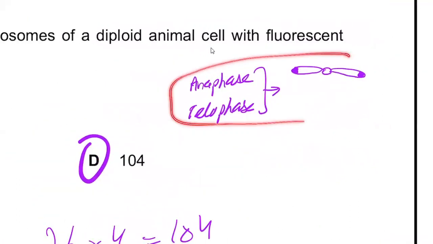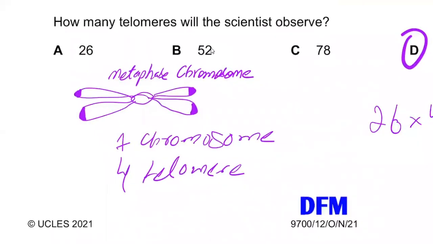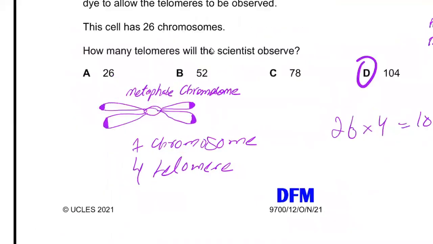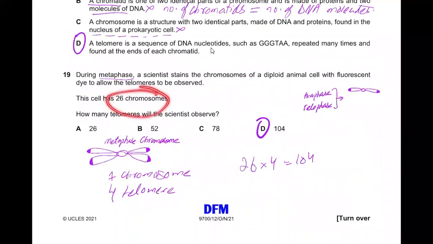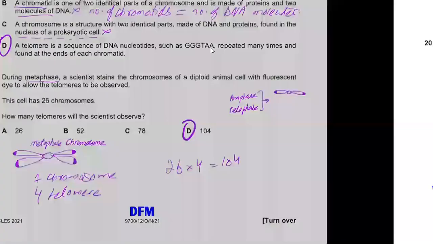An anaphase and telophase chromosome looks something like this. There is a centromere. The chromosome has a single chromatid with two telomeres, one at each end. Whereas a metaphase chromosome has a centromere and two chromatids, and each chromatid has one telomere at each end. That makes a total of 4 telomeres on one chromosome. So if there are 26 chromosomes in metaphase, we multiply 26 by 4, and we get the answer 104.